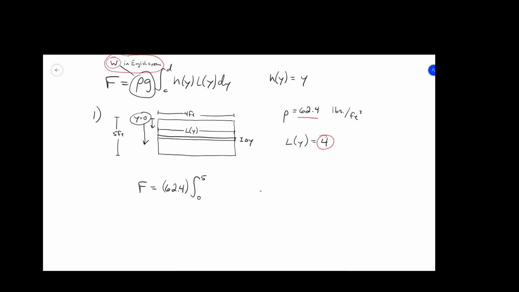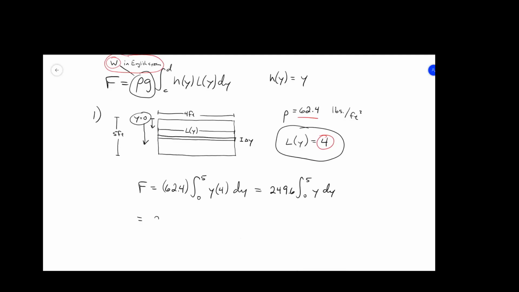Okay? And then plugging it into this formula here, h of y times L of y, well, we just said h of y is just y, so that means we put y there. L of y in this case, we said, was constantly 4. And so in this particular case, we get a very simple integral. Just 4y, in fact, that's it. And so you can even include that 4 out in front with the other constant there. 249.6, so this is the integral that we have to do: 249.6, integral from 0 to 5, y dy. Okay, so this is the integral that we actually get here.